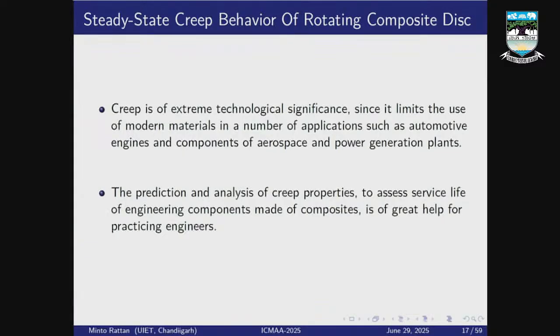Several fabrication techniques have been developed in recent years to manufacture composites with specific properties in mind. The aluminium matrix can be reinforced with a variety of ceramic particles of different shapes and sizes to achieve the desired properties. This motivates us to do work on steady state creep of a rotating disc.